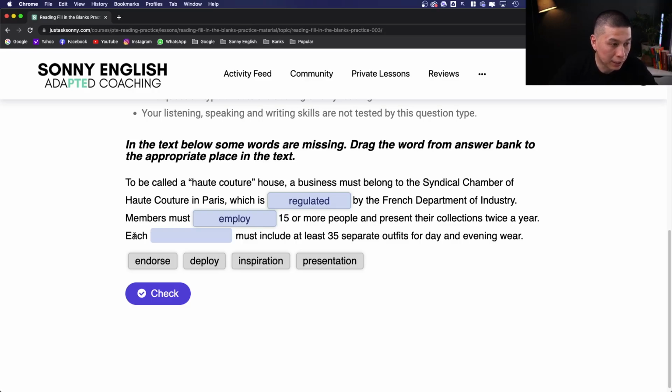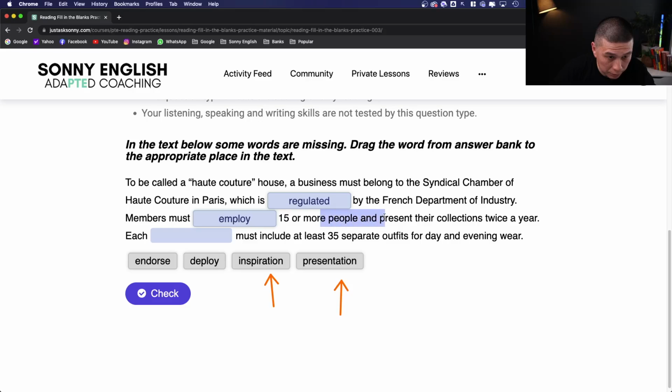And then now lastly, we have each. And then we have a modal verb. So that means this is the verb. So after each, you know we're looking for a noun. On top of that, we're looking for a singular noun. But we only got singular nouns right now, right? We only got inspiration and presentation. So what are they talking about? Okay, it must include something. Well, excuse me, if you have to include something, I don't really think inspiration would work. Each inspiration must include. I don't even think you can say it that way.